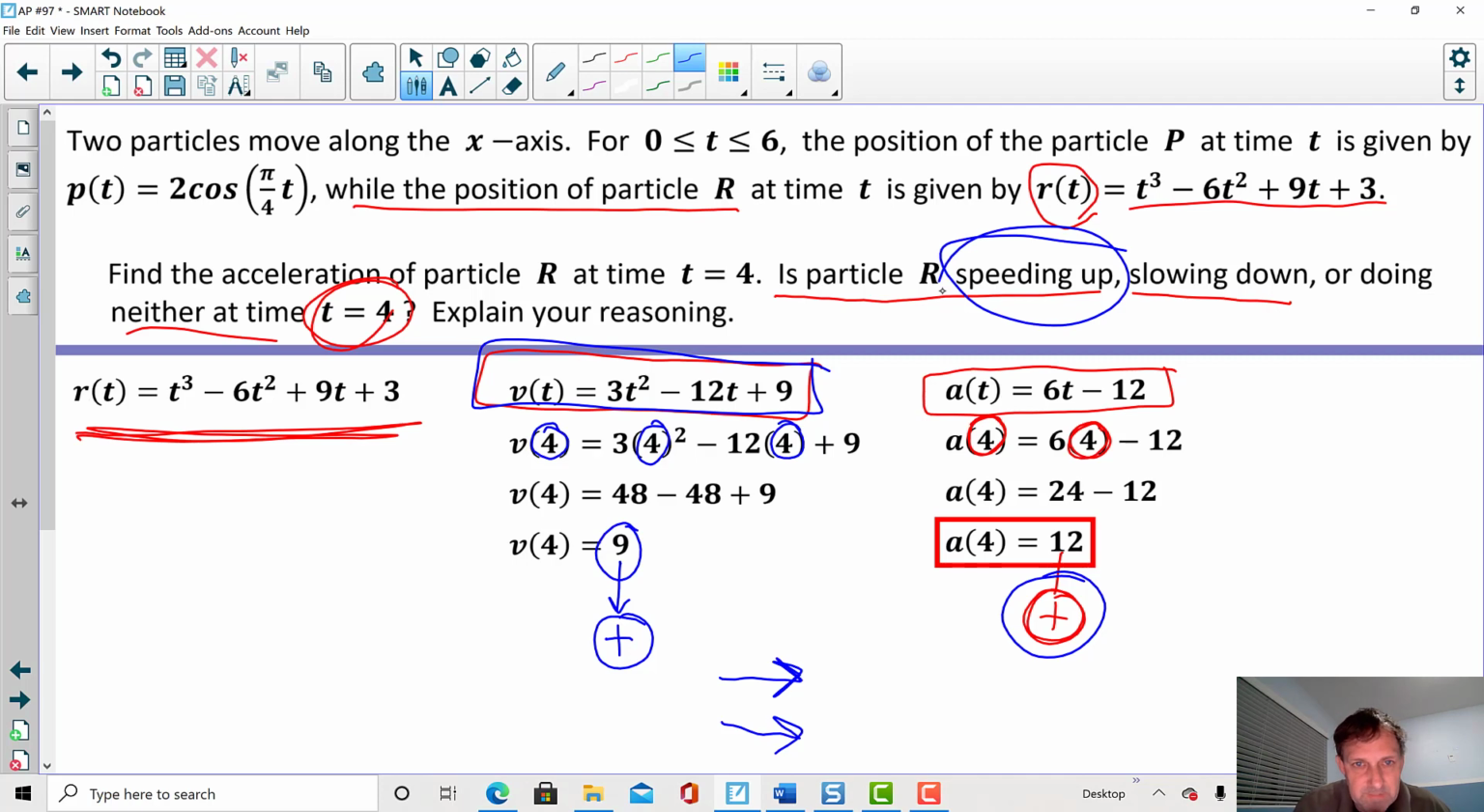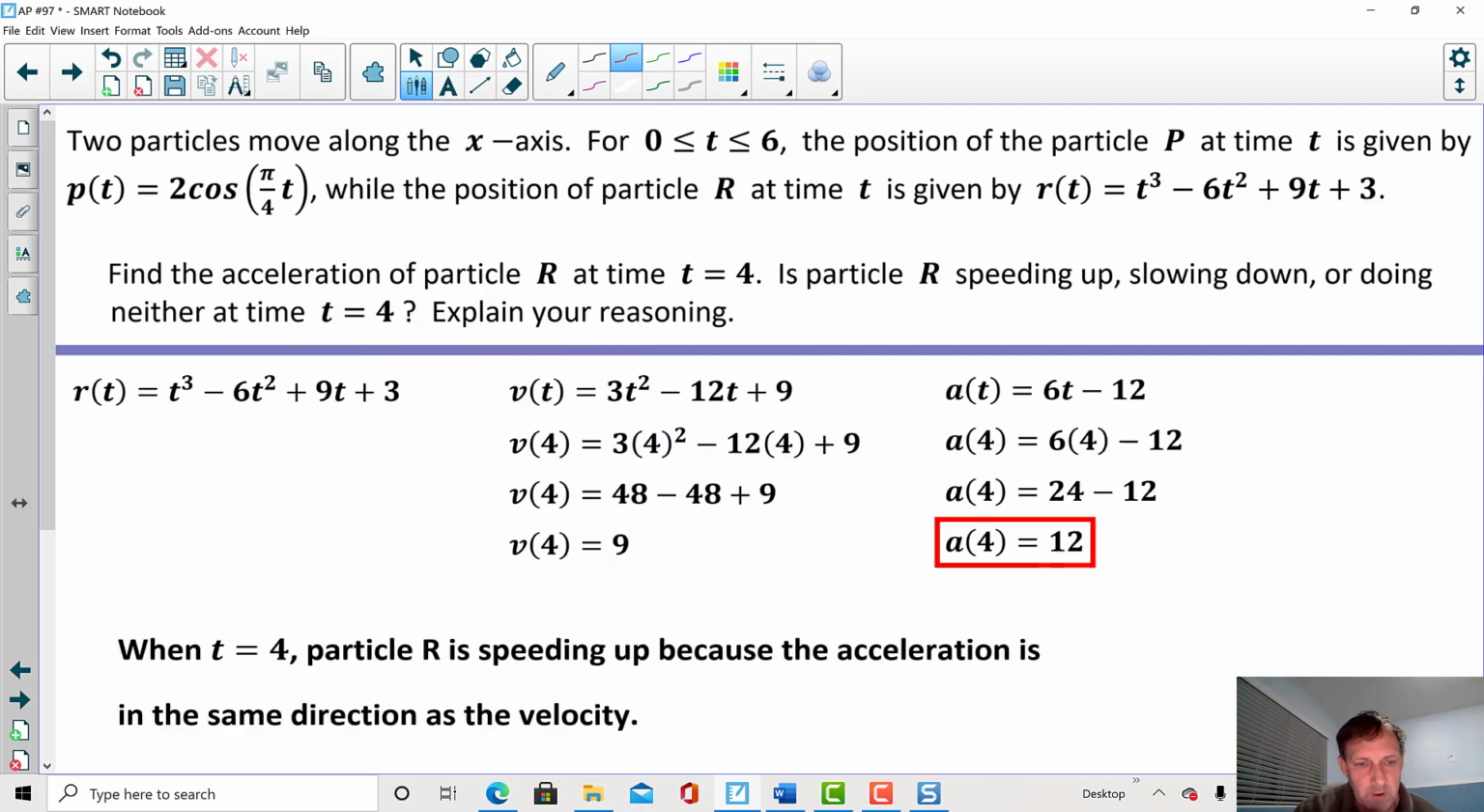Now it does say to explain your reasoning, so I'm going to go ahead and write a complete sentence that explains this. All right, there we go. You can see my reasoning at the bottom. It says here to explain your reasoning, so that means I need to write a complete sentence explaining the meaning of all this math that I just did. So I'm going to say when t is 4, so that's important because it's at the moment when t is 4, particle r is speeding up because the acceleration is in the same direction as the velocity.